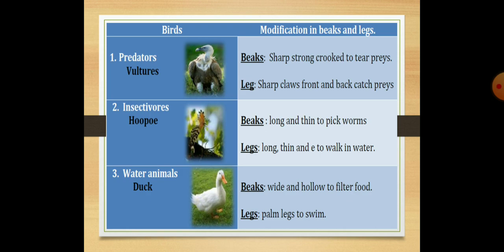So first, we will start with birds that feed on meat, such as hawks and vultures: strong and sharp curved beaks to enable them to tear the prey's flesh, and four fingers ending in strong and sharp claws, three front fingers and one back, able to control and catch the prey. And number two, insectivorous.